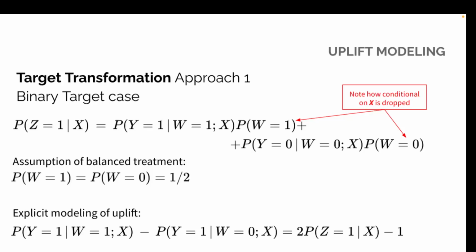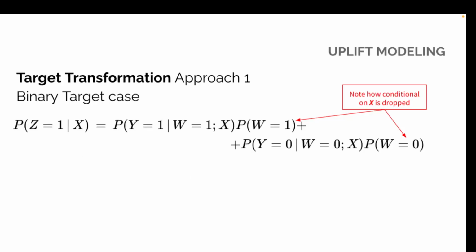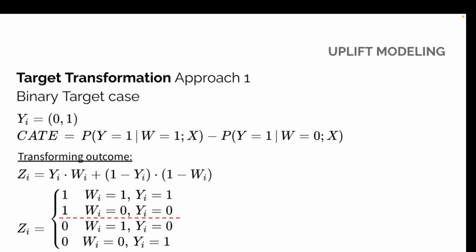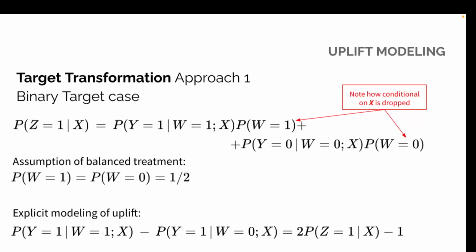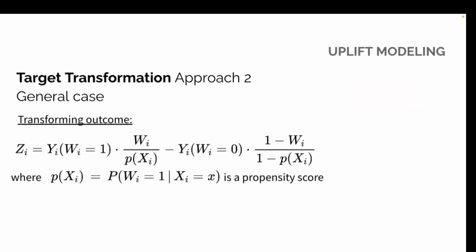So long story short, if I make this transformation, Z equals Y times W plus 1 minus Y times 1 minus W, very simple transformation, and I train a model for Z, then the prediction of that model is simply proportional to treatment effect, right? So output of the model multiplied by 2 minus 1 is a treatment effect. So that's how you can model your treatment effect explicitly by doing the transformation.